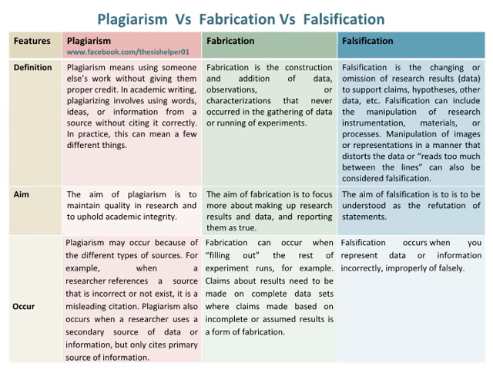Plagiarism may occur because of the different types of sources. For example, when a researcher references a source that is incorrect or does not exist, it is a misleading citation. Plagiarism also occurs when a researcher uses a secondary source of data or information, but only cites the primary source of information. Whereas fabrication can occur when filling out the rest of experiment runs.